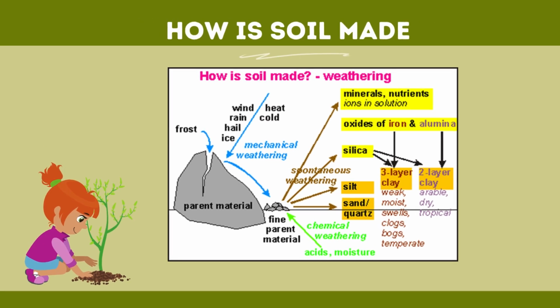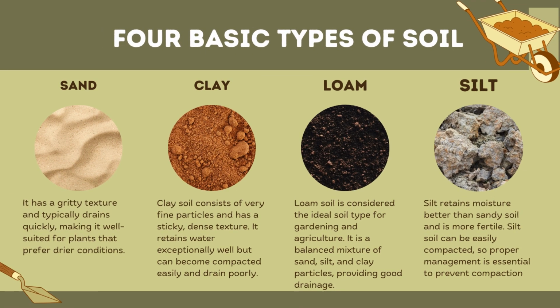Soil is formed through the process of weathering, where parent material breaks down over time. Mechanical weathering happens through forces like wind, rain, ice, and heat, while chemical weathering involves acids and moisture. This breakdown releases minerals, nutrients, and materials like silt, sand, and clay, all of which contribute to the creation of soil layers. Soils can be classified into four basic types, each with distinct characteristics.